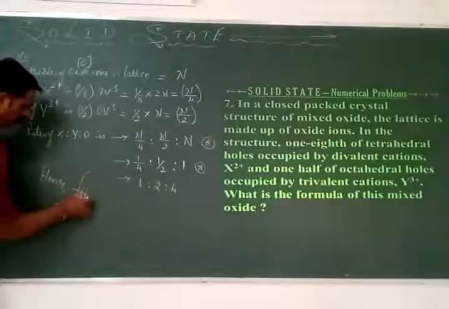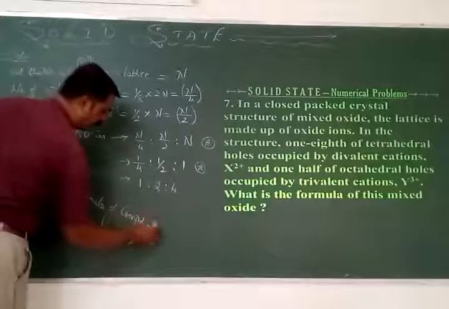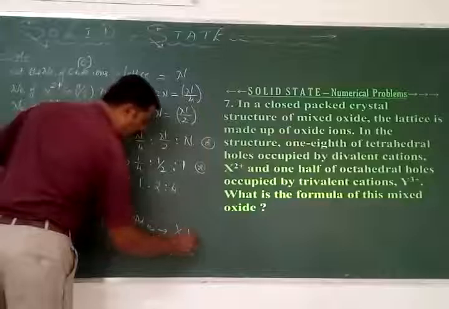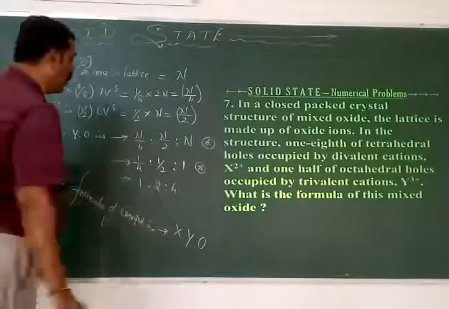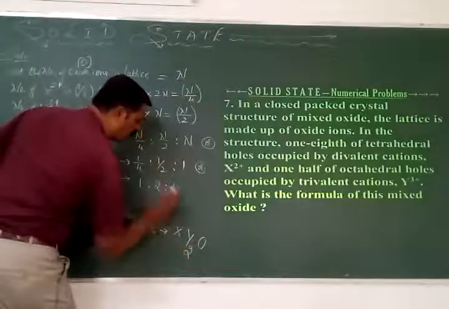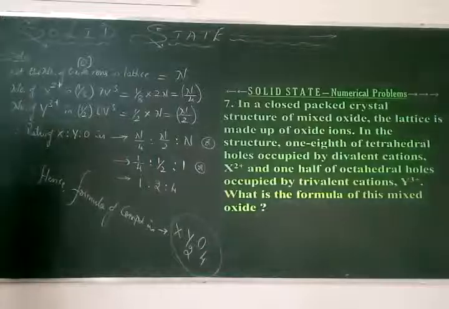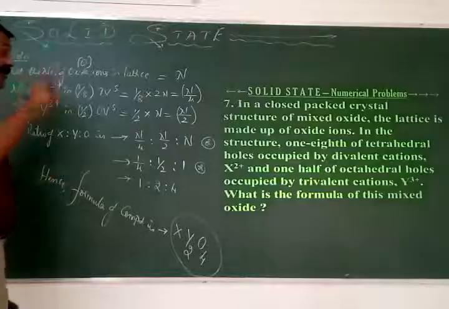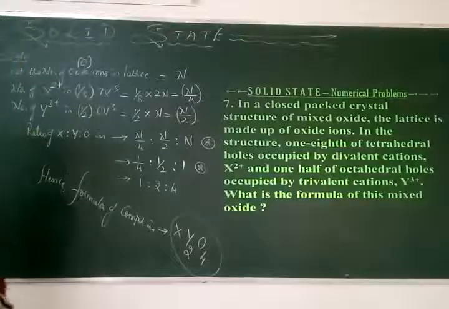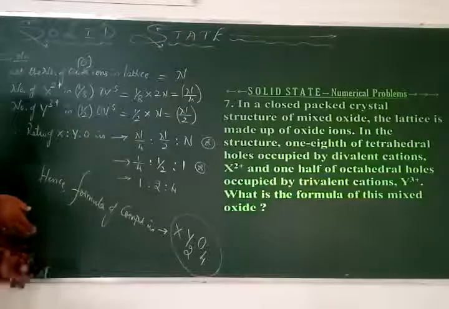Hence, what's the formula of the compound? X, Y, O. How many X are there? Only 1. Y2, I think, and oxygen is 4. Therefore it is XY2O4. It is a formula for which one? Mixed oxide. It is an oxide of not only the X but also the Y. X is a divalent cation and Y is a trivalent cation. Okay.